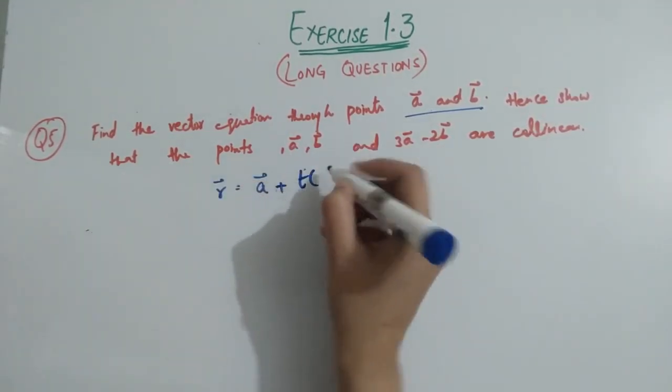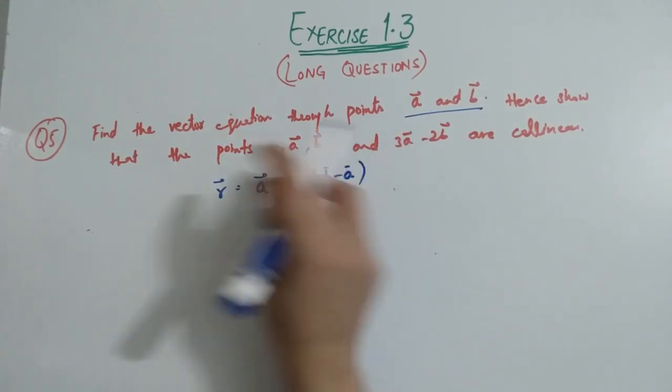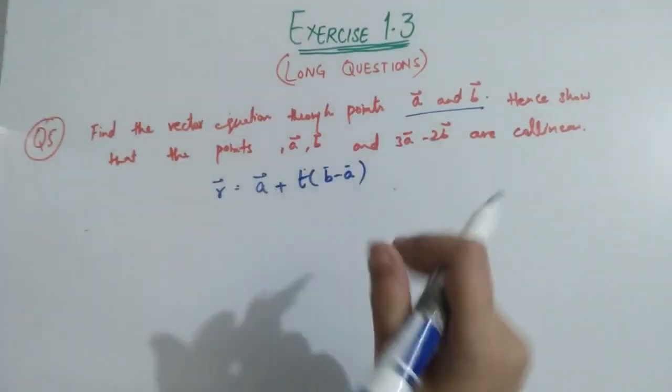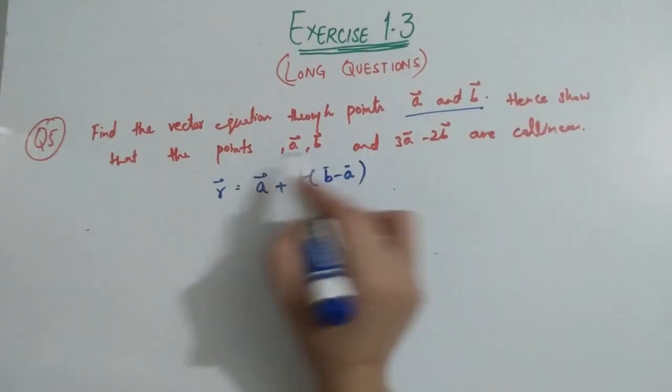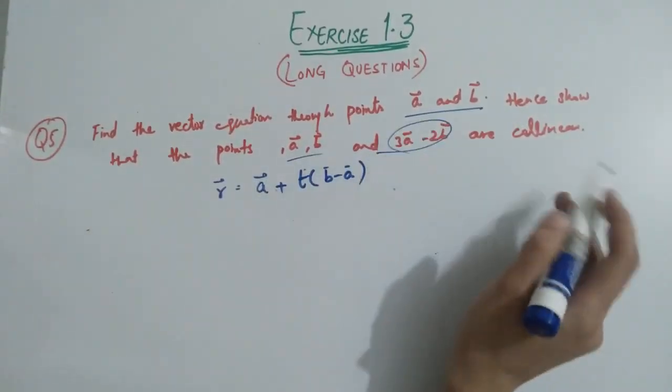t times b minus a, because the line is passing through 2 points a and b. Now you have to show that these points a, b and 3a minus 2b are collinear.